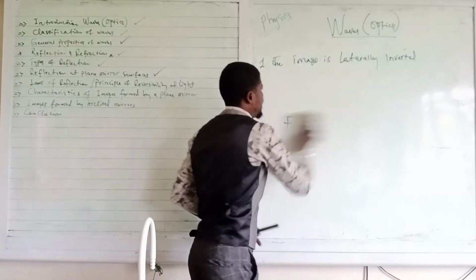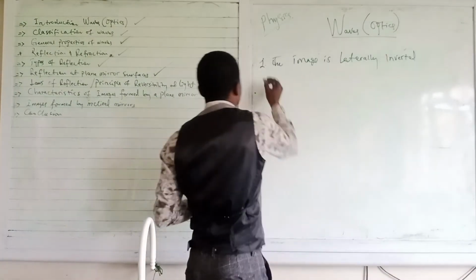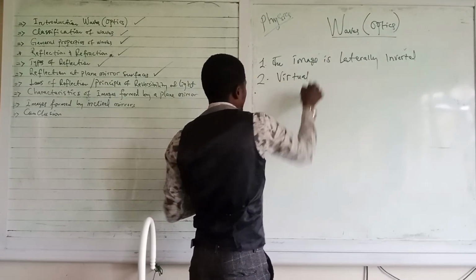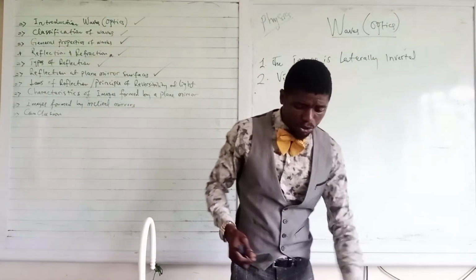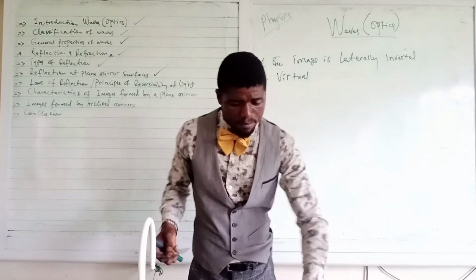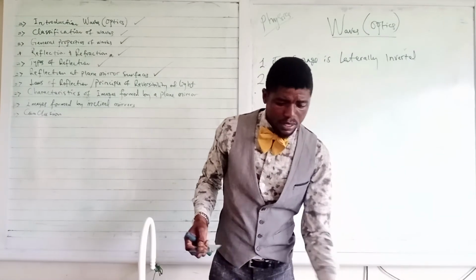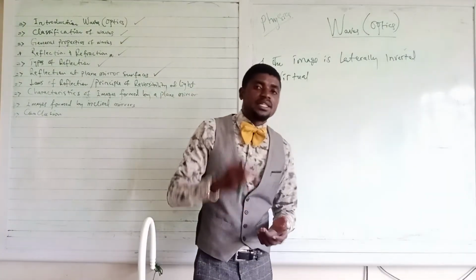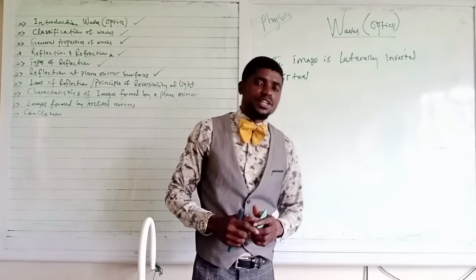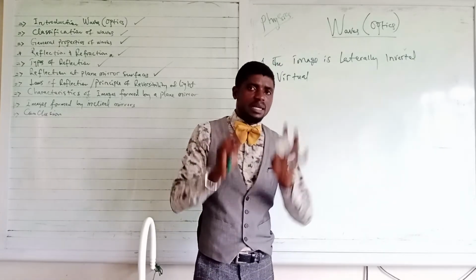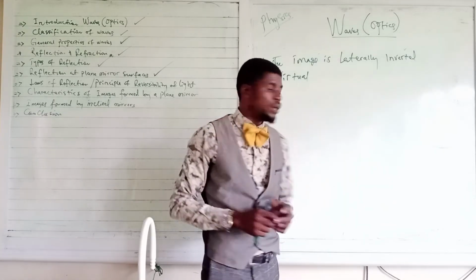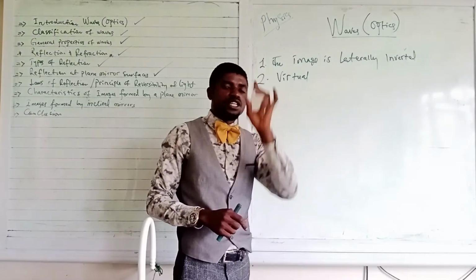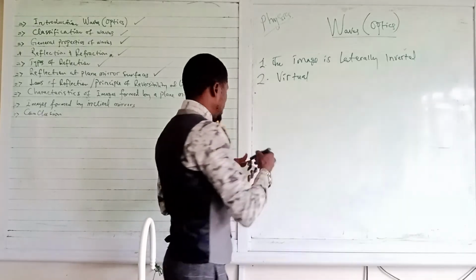Number 2, the image is virtual. What do you mean by that? The image is virtual. What do we mean by that? By virtual image, we mean that the image cannot be caught on the screen. That is the meaning. The image cannot be caught on the screen. The image is not real. The image is unreal. That is the meaning of that.